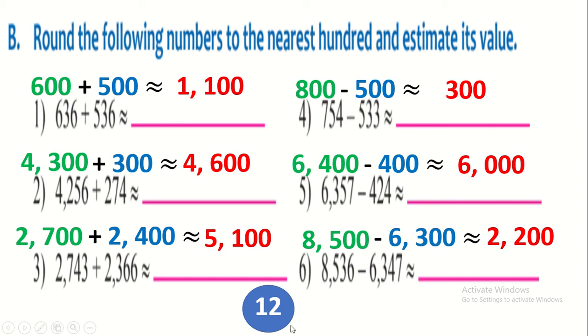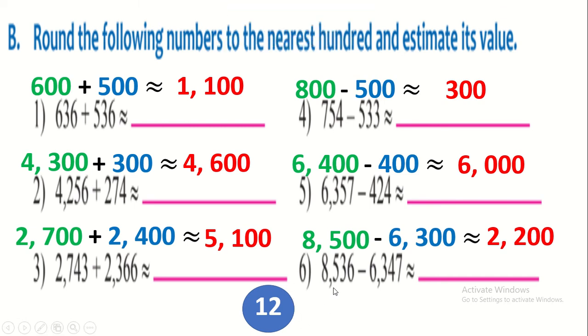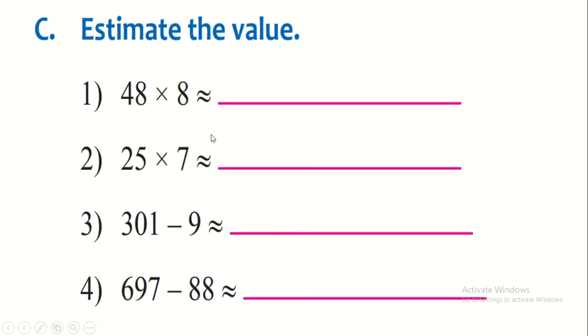Okay, this is page 12. Letter C. Estimate the value. Okay, this is part C. Estimate the value. And before you get the value, you round the number first. Okay, round off the number. Number 1, 2, 3, 4.